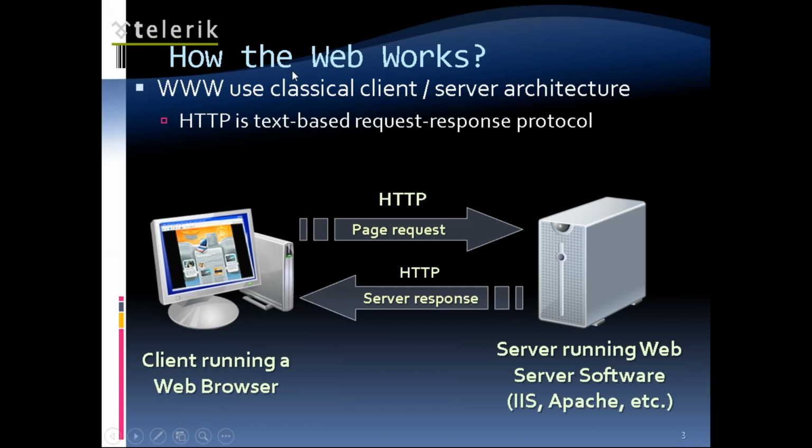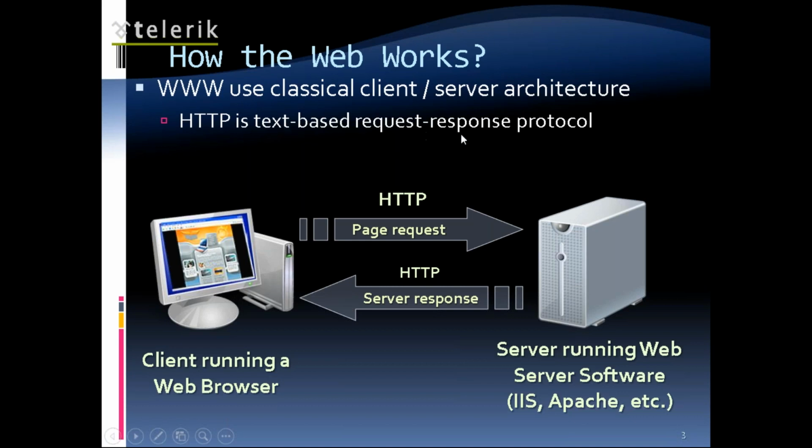Now, how the web works. WWW uses the classical client server architecture. It means when you request anything from the browser, when you enter any URL in the browser, one request will go to the server, and the server will give you an HTTP response to the client. This is the classical client server architecture.